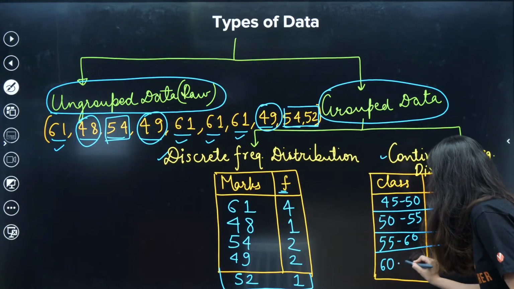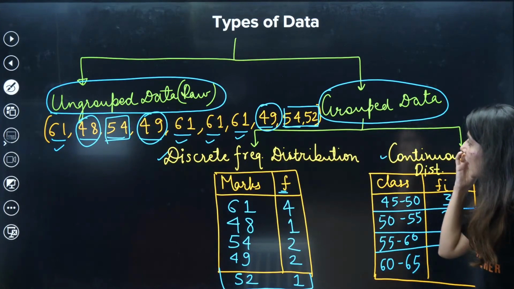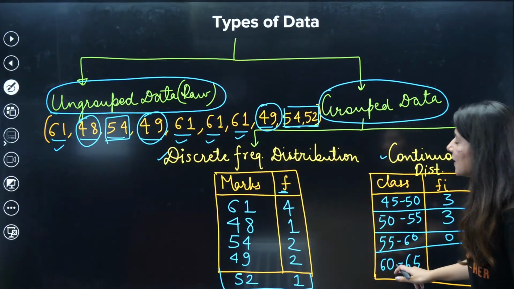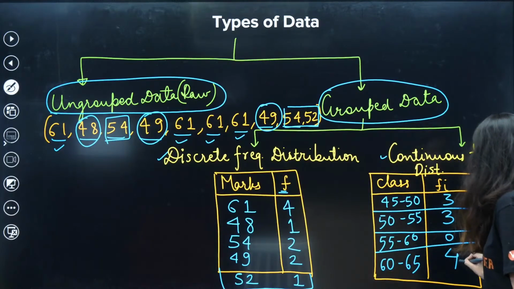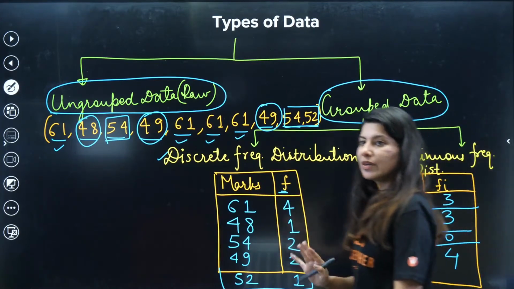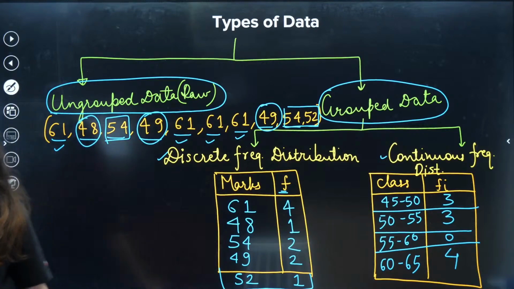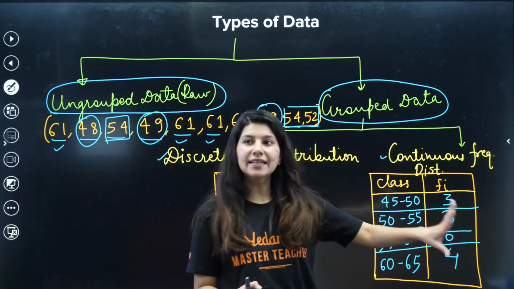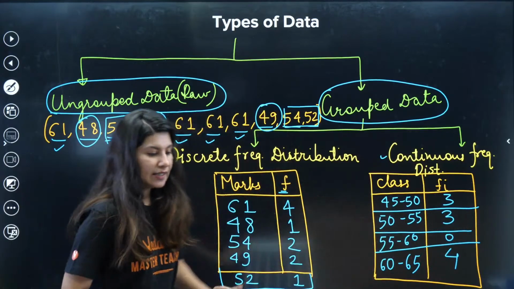And then last but not the least, 60 to 65. I can clearly see 61 is the only number which lies in this category and there are 4 people. So 4 plus 3, total 10 students, we are done. Now you know how to read discrete and continuous frequency. Is that clear? Okay. Alright.